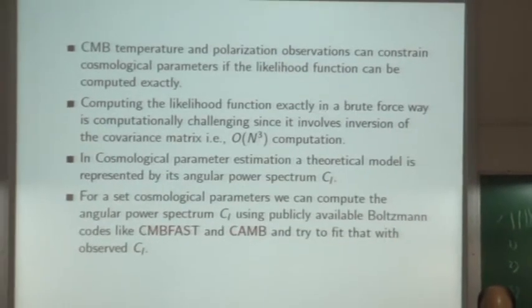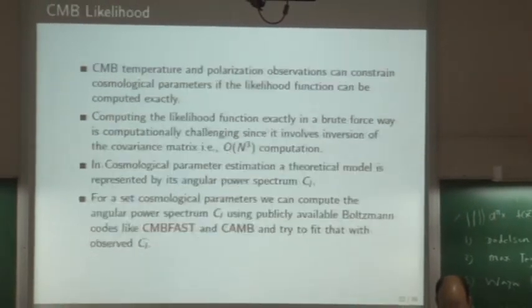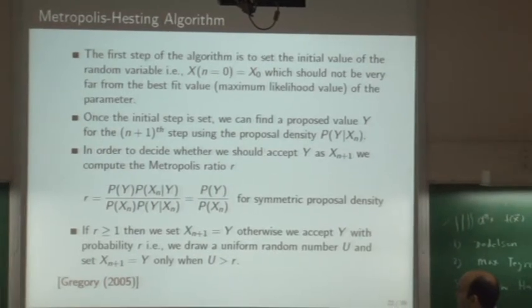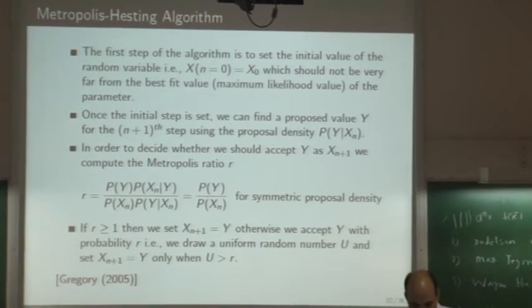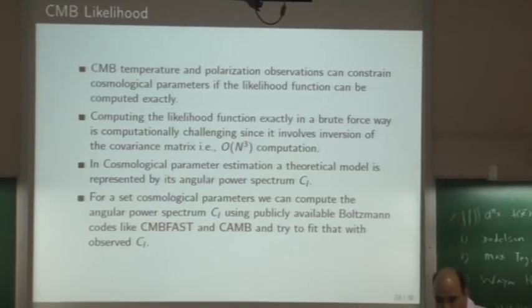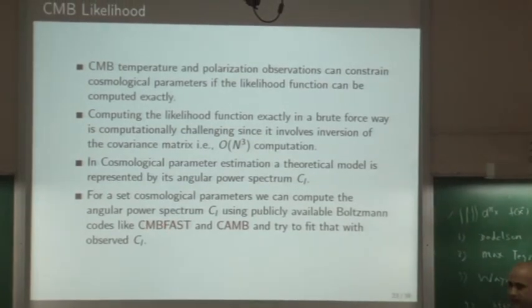So I will directly go to that CosmoMC part, and I will not explain this Metropolis-Hastings algorithm. You can find out how it works. Now in cosmology, yesterday I talked about two codes called CMBFAST and CAMB.